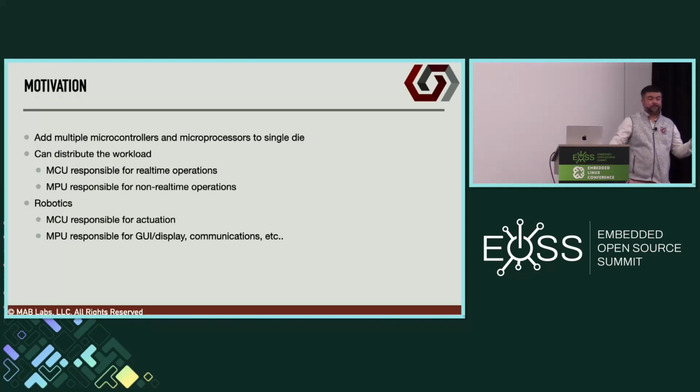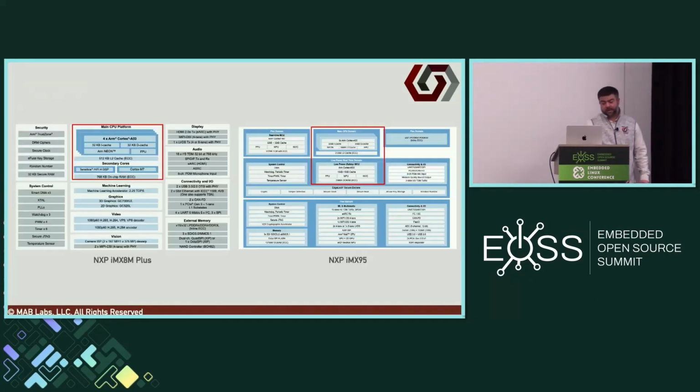So for example, if you have an MCU, that can be responsible for a lot of the real-time operations, going back to the automotive space, the actual components that are responsible to make sure that are safety critical. And then the MPU can be responsible for some of the non-real-time components. Another application for this is robotics, where you have, again, the MCU responsible for actuation, and then the MPU can be responsible for the GUI, display communication, things that are not real-time or safety critical components.